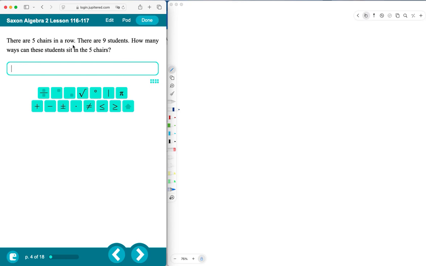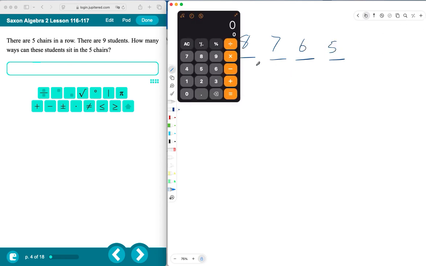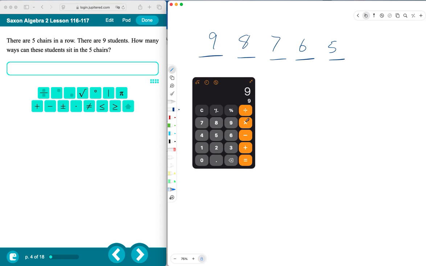There are 5 chairs in a row. There are 9 students. How many ways can these students sit in 5 chairs? 1, 2, 3, 4, 5, so 9, 8, 7, 6, 5. We just multiply. 9 times 8 times 7 times 6 times 5. 15,120. That's the answer. That's it. All right, let's look at the next problem.